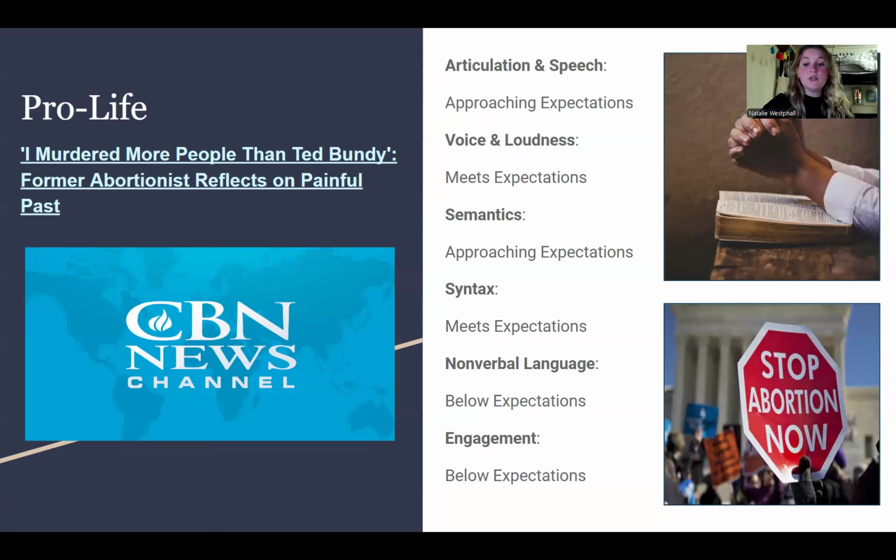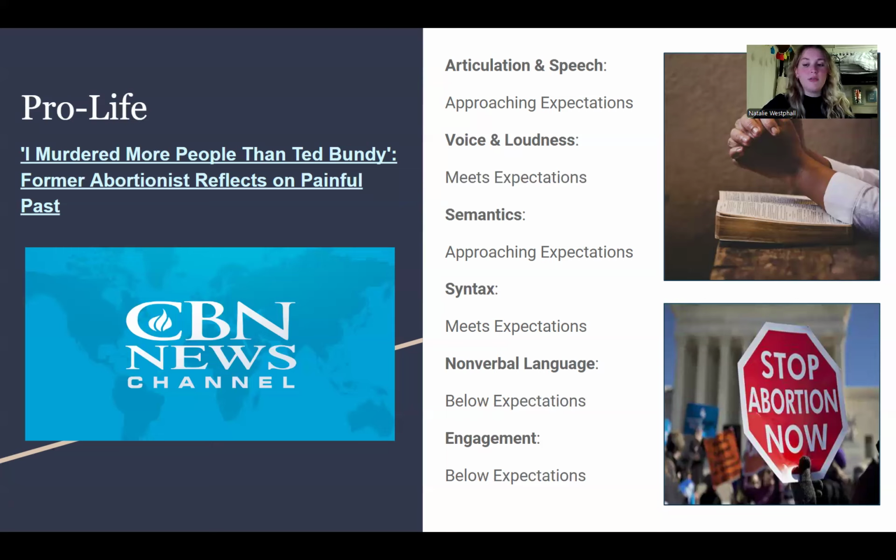Her semantics ability is descriptive enough, but I believed she could have used more adjectives and those sorts of words in her speech to convey her message stronger. The syntax of the speech was effective. It was easy to follow and flowed well given the interview setting.